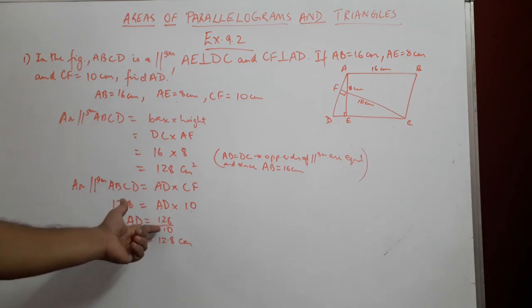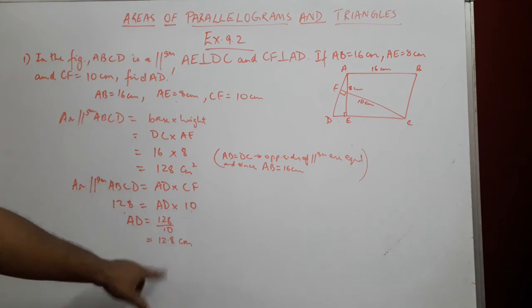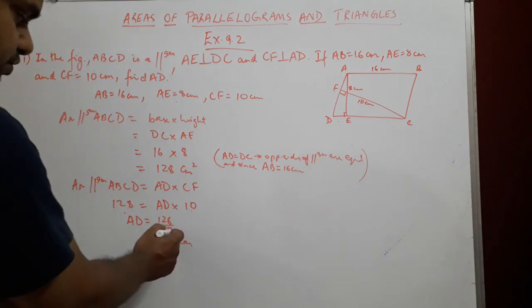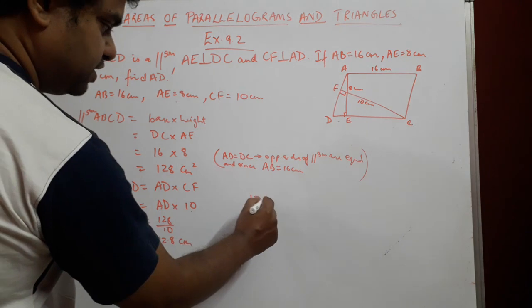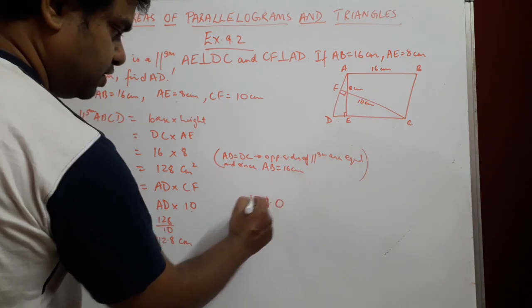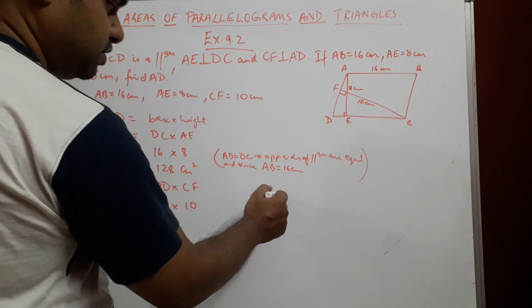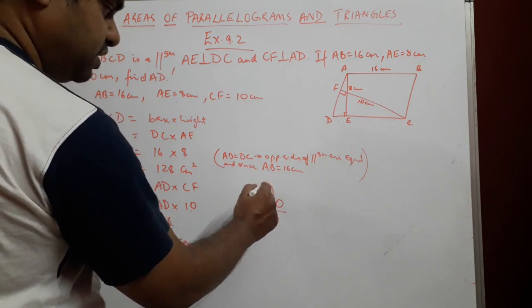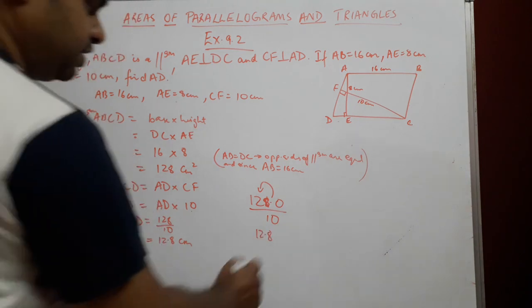There's no need of dividing. You can do the long division and find out 128 upon 10. You'll get 12.8. But directly you can easily get this because there is a 0. When we take the 0 on top, what happens is this is as good as writing 128.0. So when we divide it by 10, this 10 goes and the decimal point moves towards the left. As a result, it becomes 12.8.